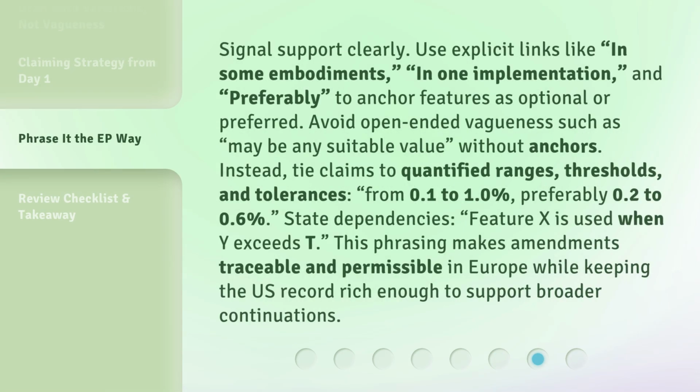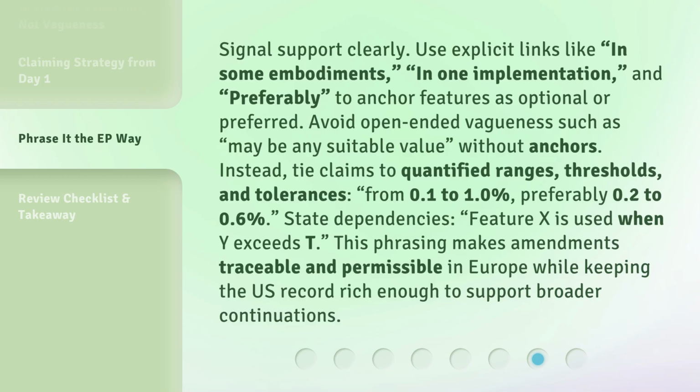Signal support clearly. Use explicit links like "in some embodiments," "in one implementation," and "preferably" to anchor features as optional or preferred. Avoid open-ended vagueness such as, "may be any suitable value," without anchors.